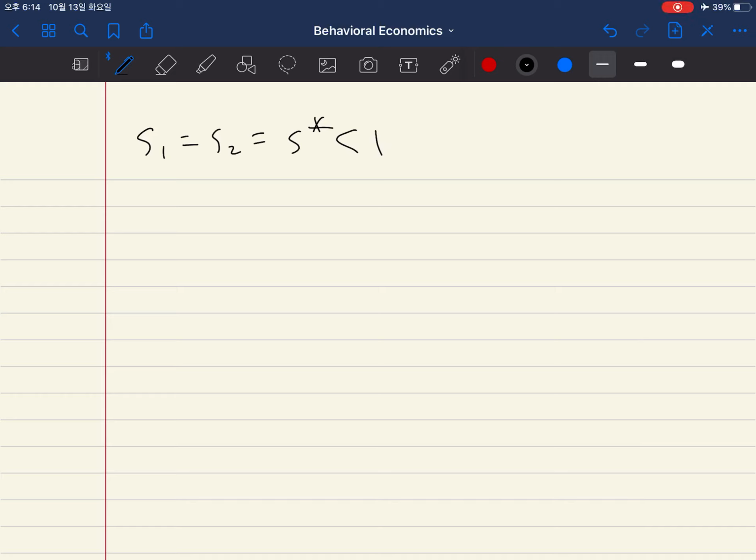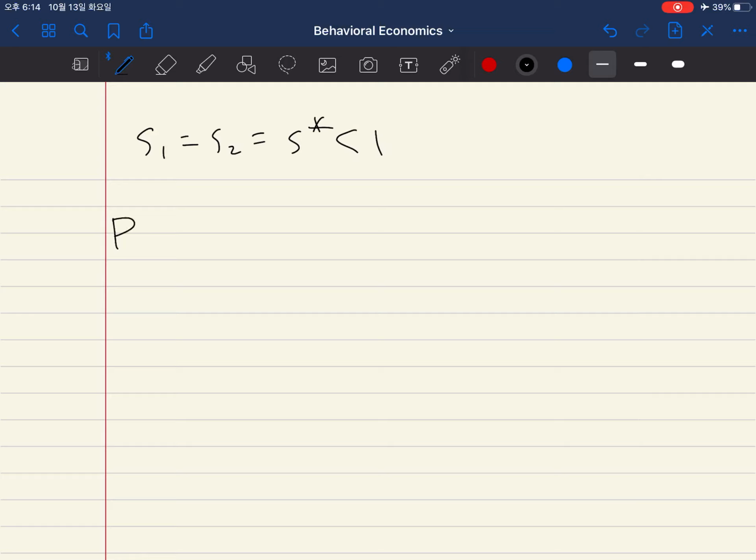Now let's think about another possibility. So in this possibility, both proposals are making the same amount of offer as S star, but their offer is less than 1. So we're gonna show that again this cannot be equilibrium. So why?